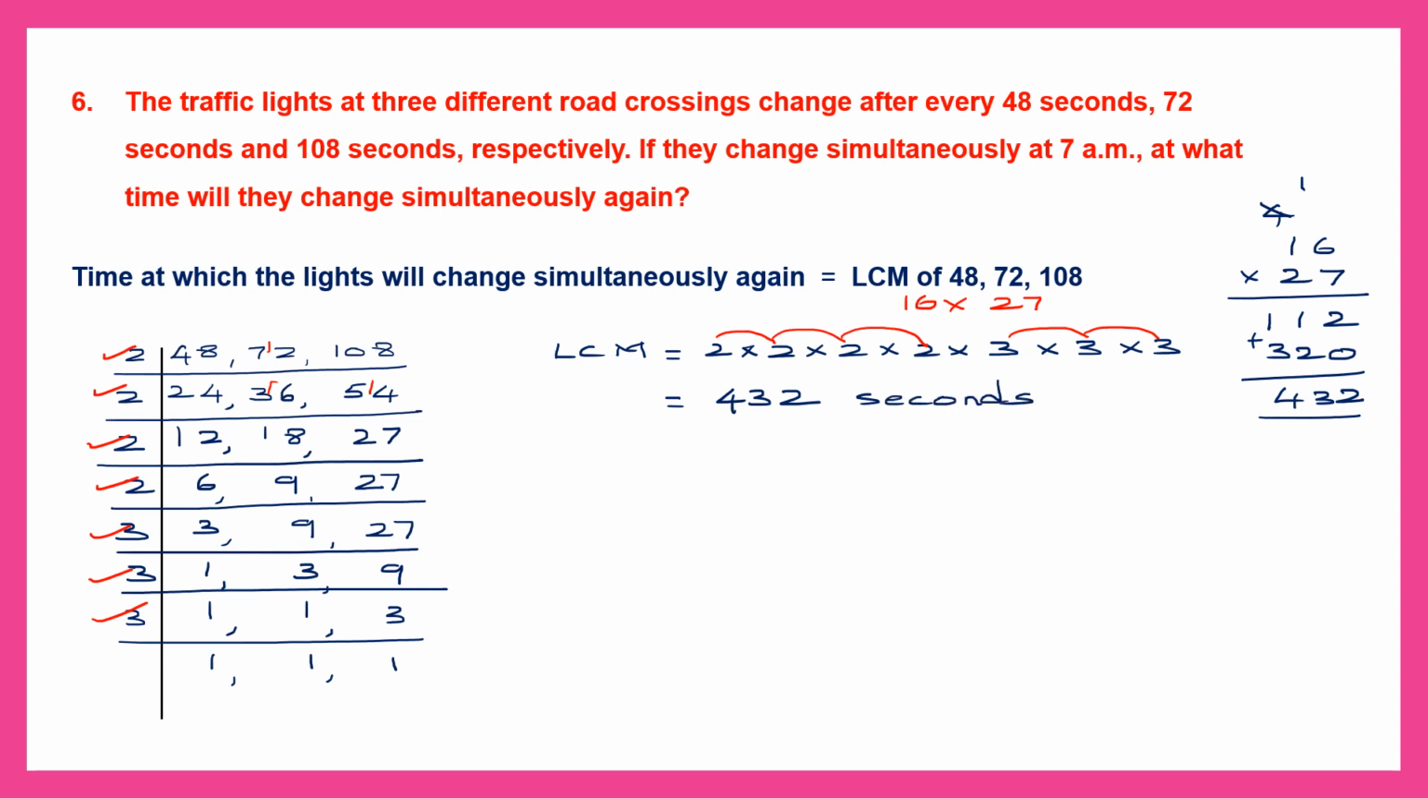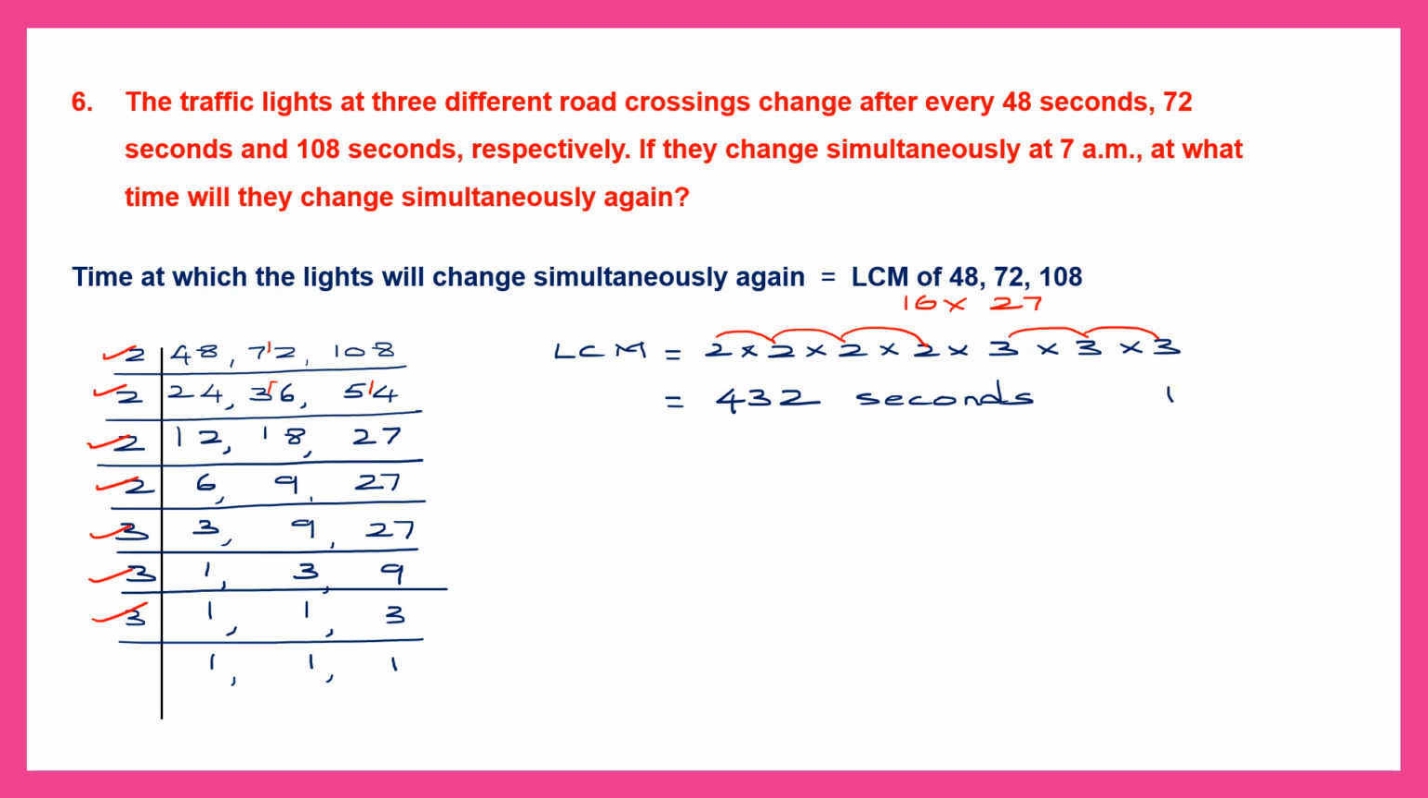Okay, so this is the time. Now, the time that will take for them to change simultaneously. Now we have to put it in the form of time like this. That means what time will it be? If we have it in seconds, let's convert it to minutes and seconds. Now to convert this to minutes and seconds, how do we do it?